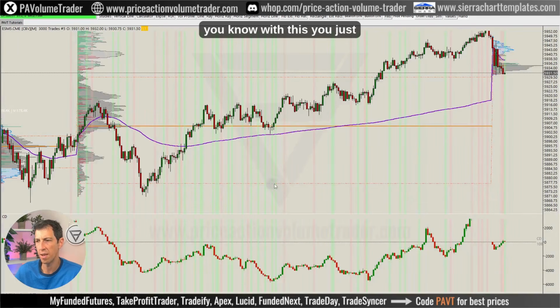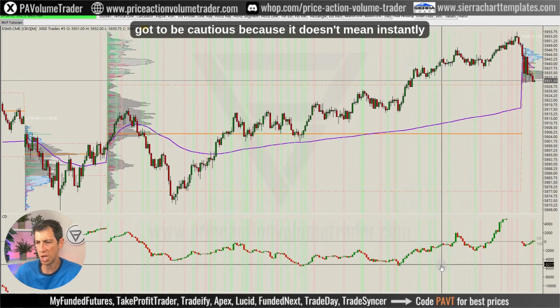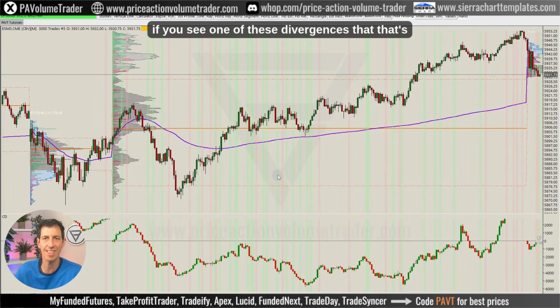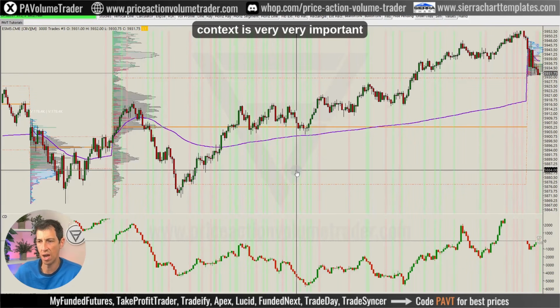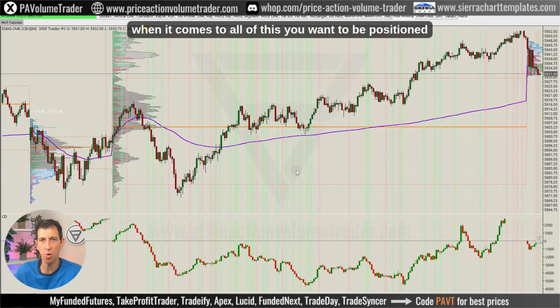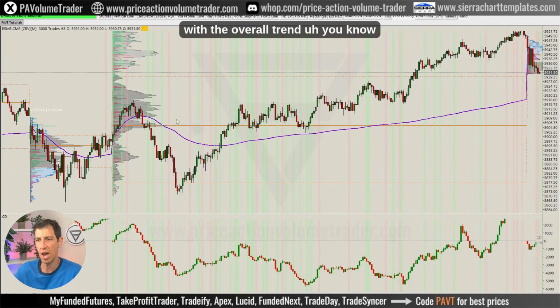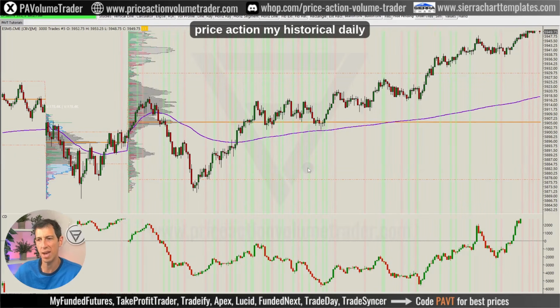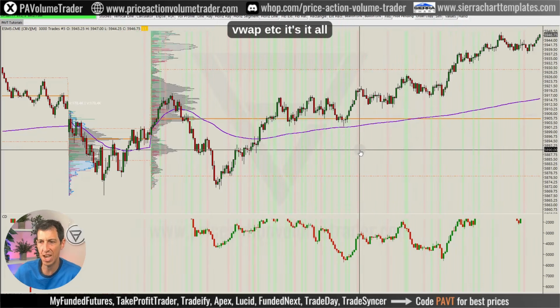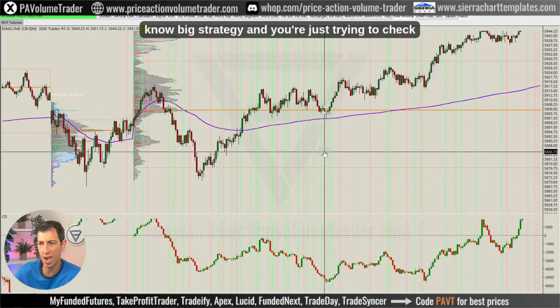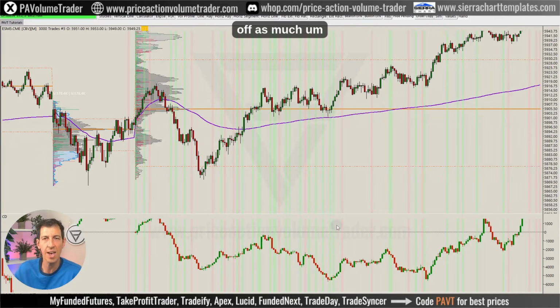Now, I will say, with this, you just gotta be cautious because it doesn't mean instantly that if you see one of these divergences, that's a signal to buy or sell. Context is very, very important when it comes to all of this. You want to be positioned with the overall trend. I use all my volume profile levels as well, price action, my historical, daily, hourly support and resistances, VWAP, etc. It all comes together into one big strategy, and you're just trying to check off as many confirmations as possible.